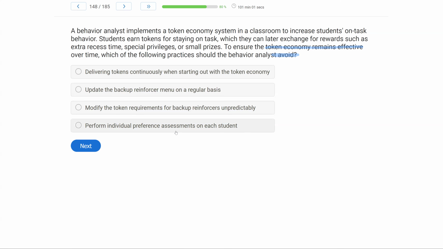D, perform individual preference assessments on each student. That is ideal. If you have the time and resources, every student should get their own preference assessment. What are we looking to avoid? We don't want to be unpredictable. So modifying token requirements for backup reinforcers unpredictably is something we want to avoid.